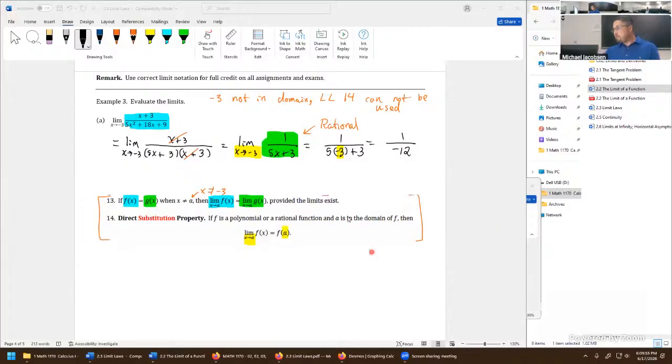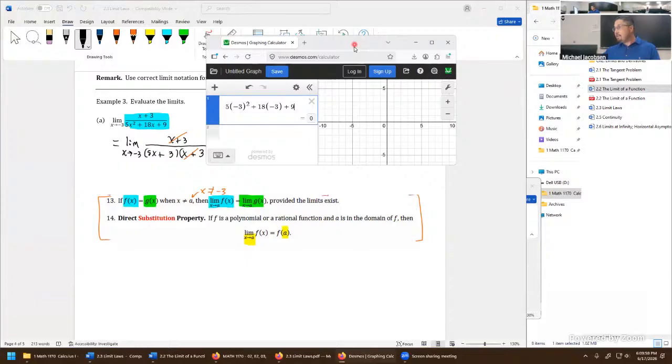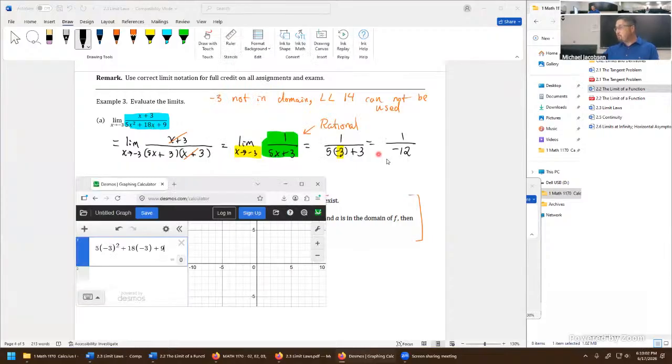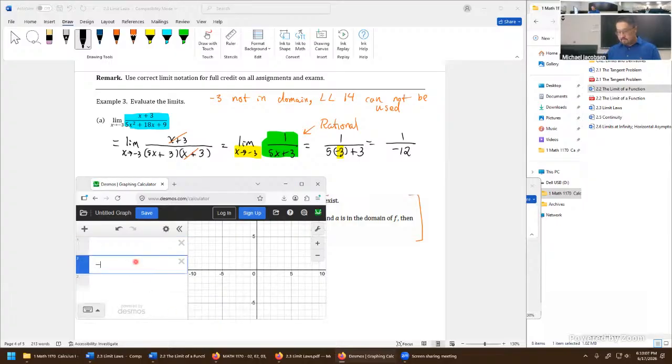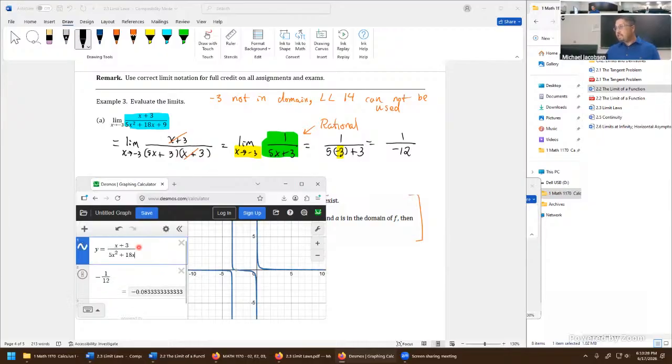Okay, well, let's give another comment on this one because sometimes seeing is believing. If the limit of the function in blue is really negative 1/12, let's put that number down. What that would mean is as x gets closer and closer to -3 for that function, the output of the function is getting closer and closer to that repeating decimal. So let's put that to the test. Let's plot y equals x plus 3 over 5x squared plus 18x plus 9.